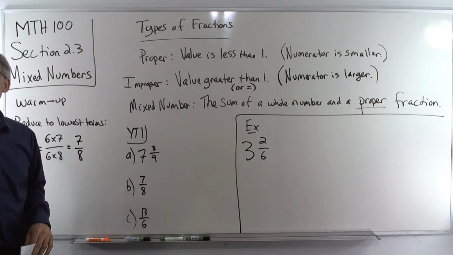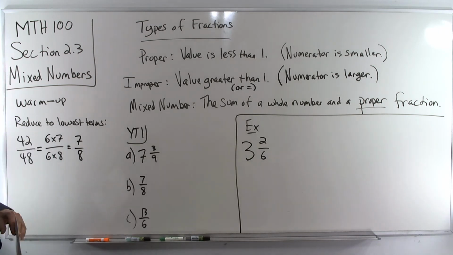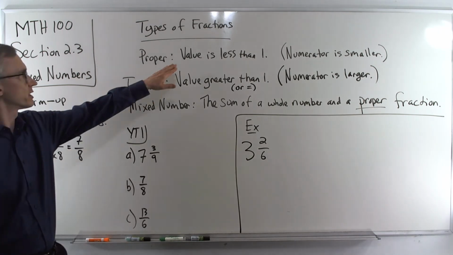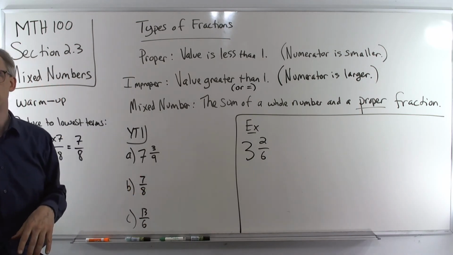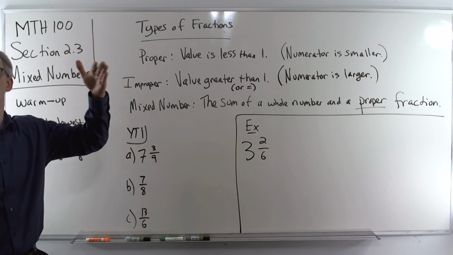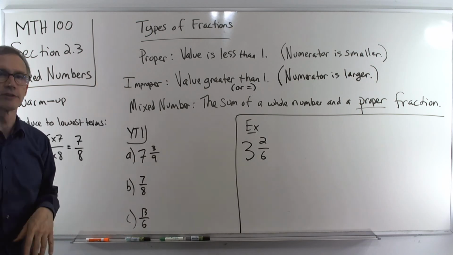So we're going to look at a couple different types of fractions today. The first one is a proper fraction. A proper fraction is a value less than 1. That's just the kind of normal fraction that you'd see where the numerator is smaller than the denominator, something like 2/3.